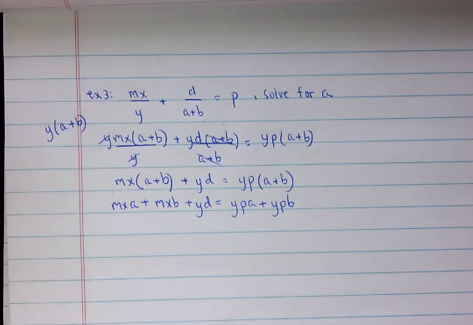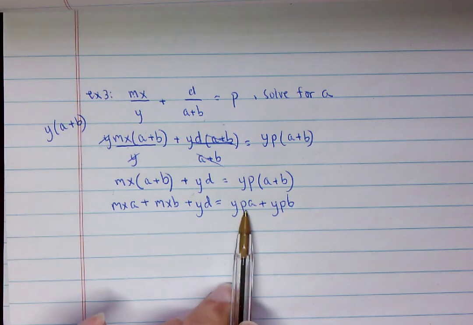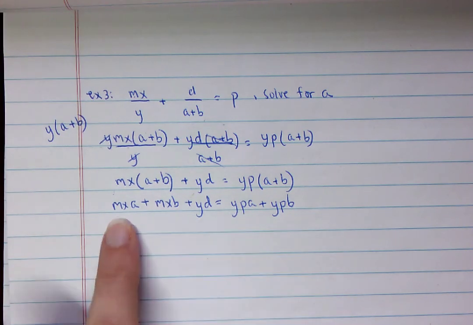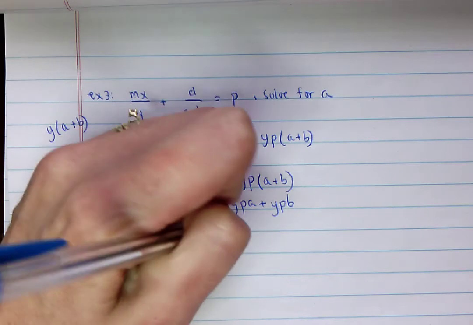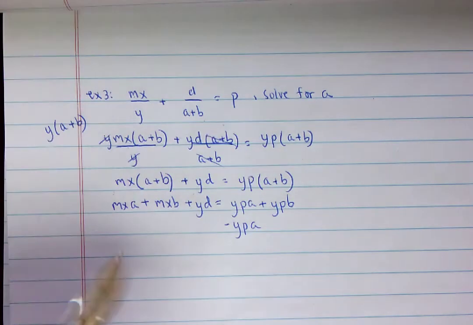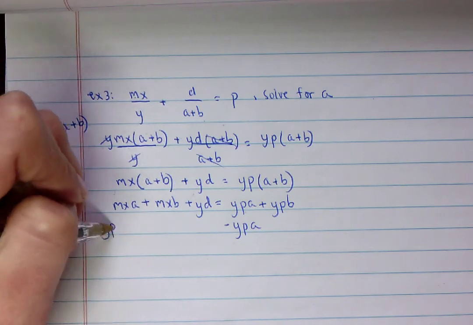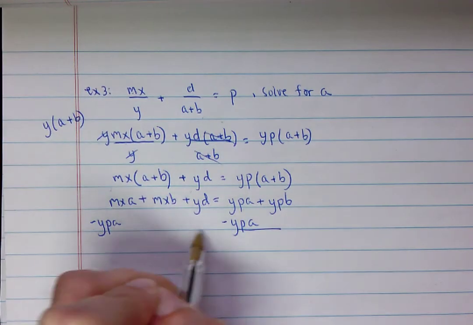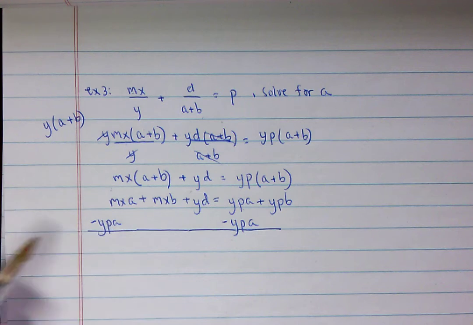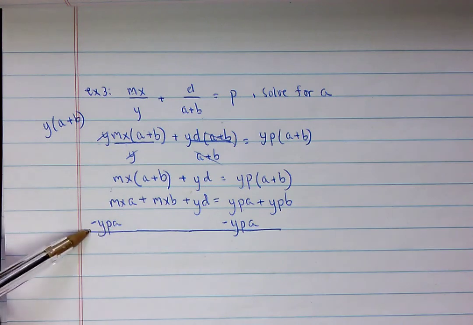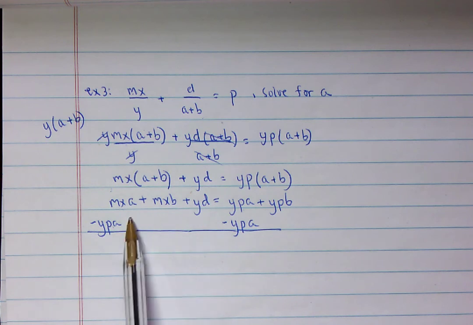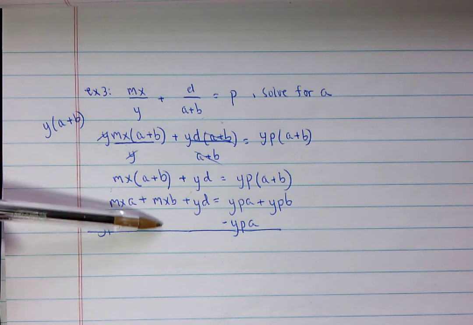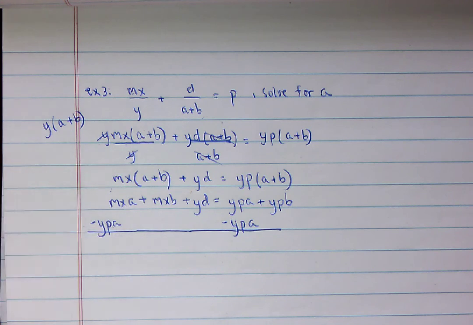Now, like I said before, we're going to collect all the ones with the a's on the left, and we're going to move all the other things that don't have a's to the right. So I'll start by subtracting y p a. The reason I'm moving it off to the side here is because it doesn't have a like term over here, so I don't want to put it underneath one of these, since that sometimes indicates that it's a like term.